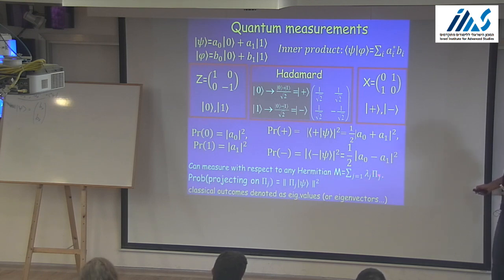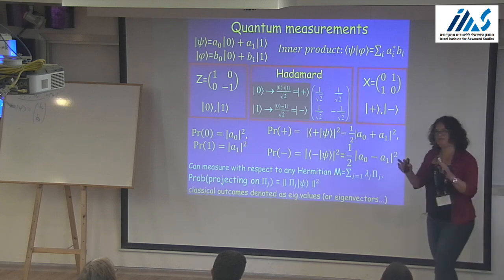where these pi's are projections on eigenspaces. And in that more general situation, the probability that we take a state psi and project it onto the eigenspace pi j, the probability that we get the outcome j, is again the norm squared of this projection, pi j psi, squared. Okay?